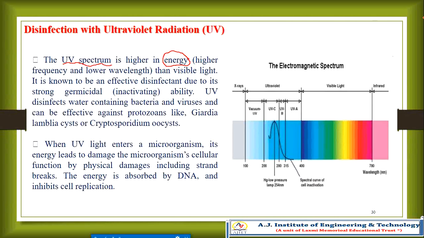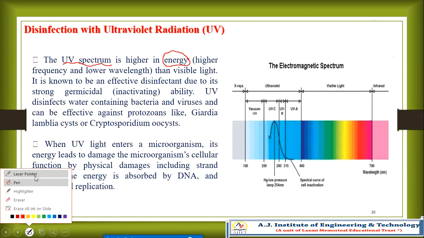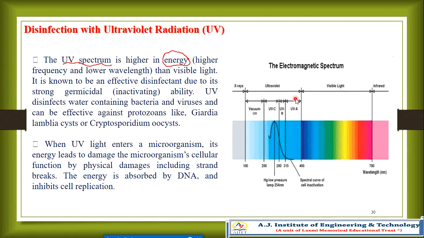See, in the UV spectrum, the frequency will be higher. This is the UV spectrum, that is the ultraviolet zone. You can see this is the electromagnetic spectrum, which has a series of wavelengths, divided into X-rays, ultraviolet rays, visible light and the infrared zone.